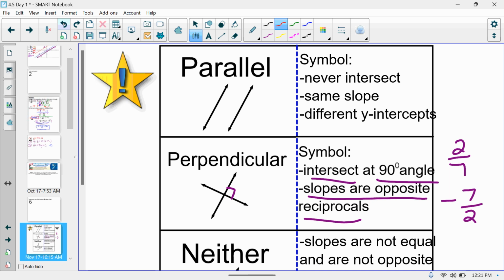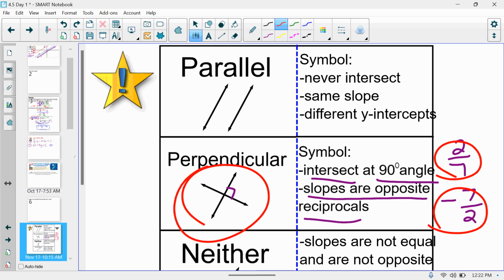So if you had two lines that you had to graph and these were their slopes, then this would happen when we make the picture. They would cross each other at a right angle, okay?